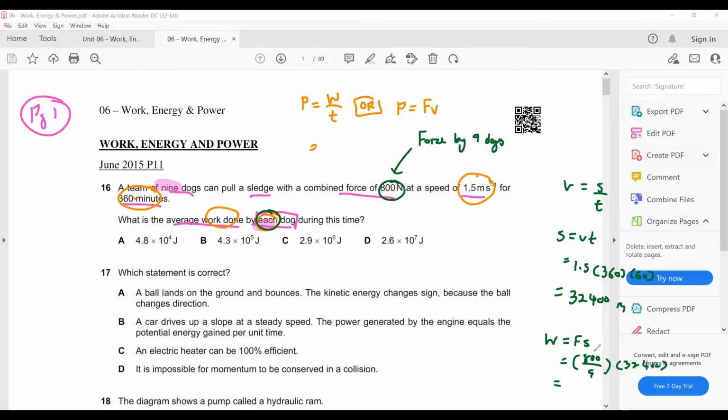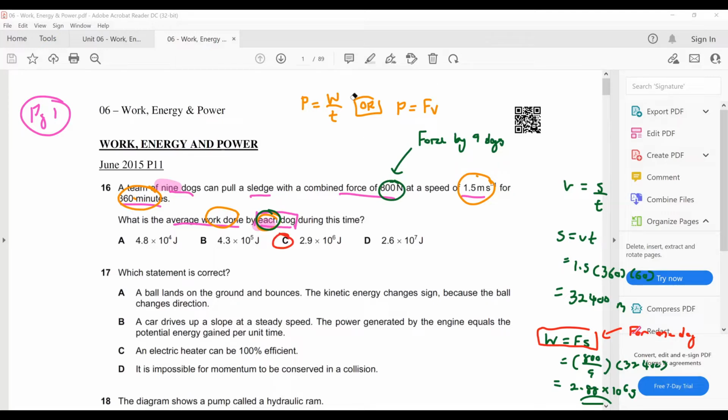So this one will be 800 divided by 9 times 32,400. I'm going to get 2.88 times 10 power 6 joules. Okay, this one is for one dog only. Right? The answer should be C.